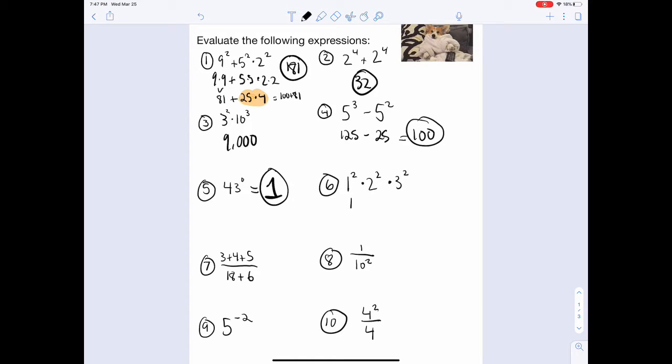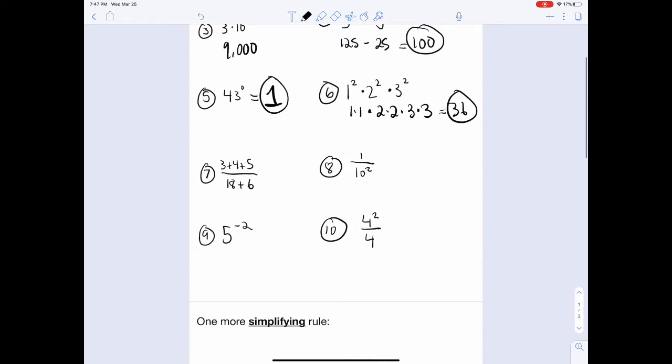This one's kind of fun. 1 times 1 times 2 times 2 times 3 times 3. So that'll give you 36 when all is said and done. This one, on top it's division, so let's take care of the numerator first. You're going to get 12 on top, 24 on the bottom. That's equivalent, and we know that 12 divided by 24 is just 1/2, or 0.5. Remember, when you evaluate, you want to get a numerical value.